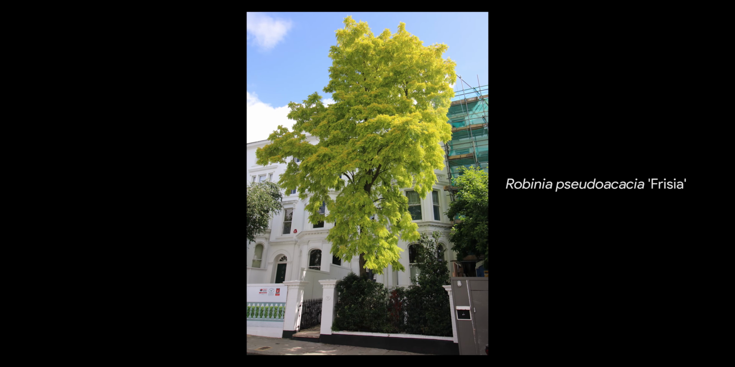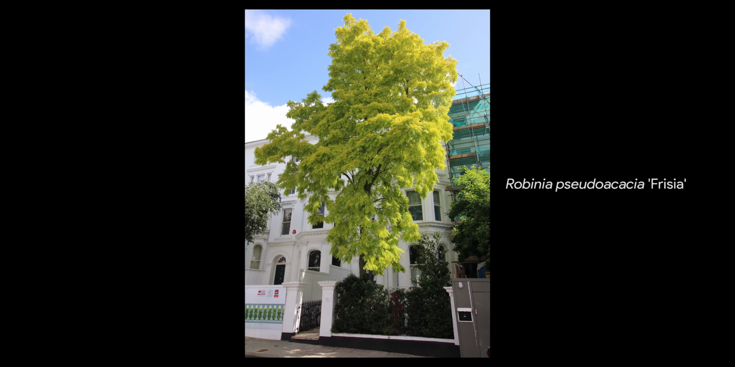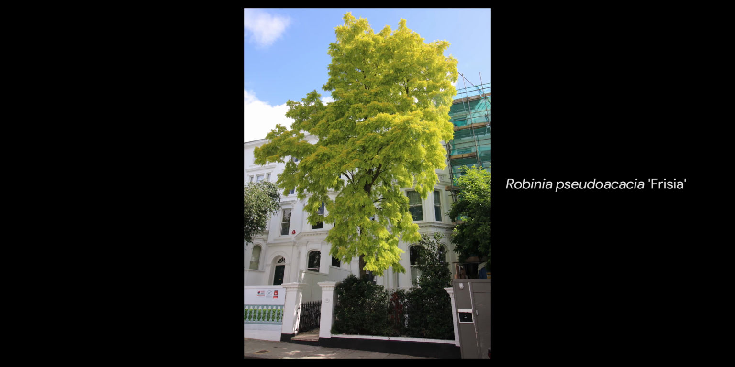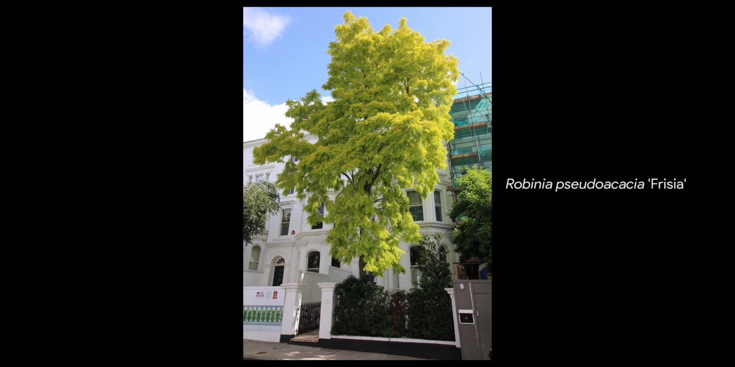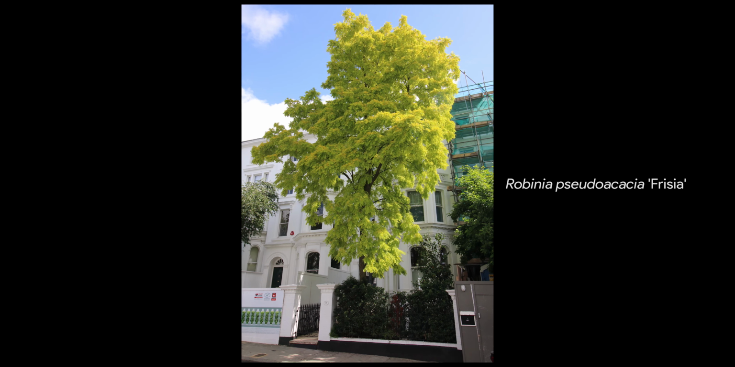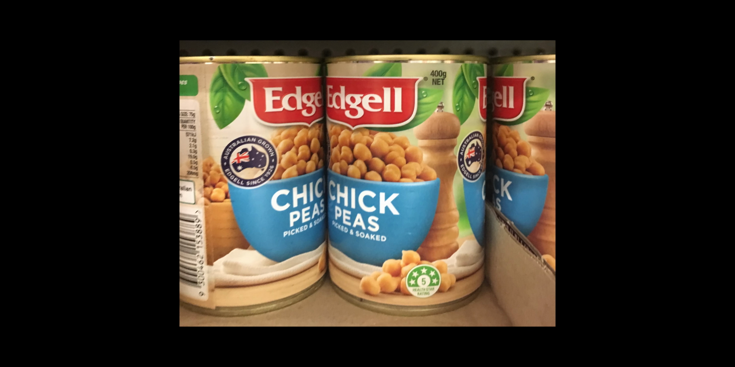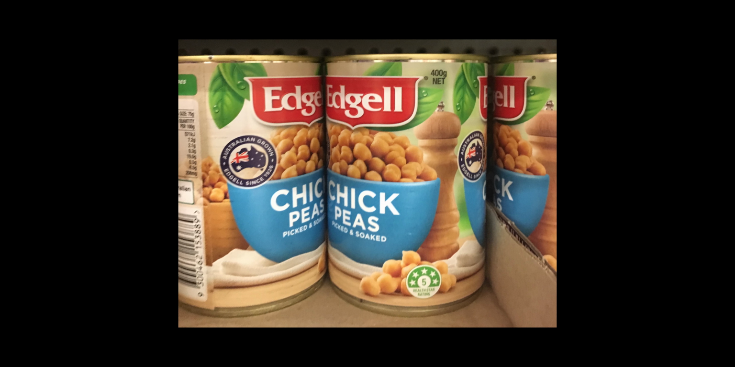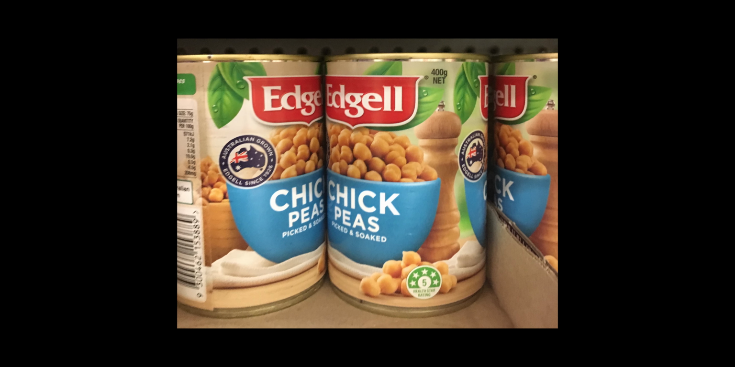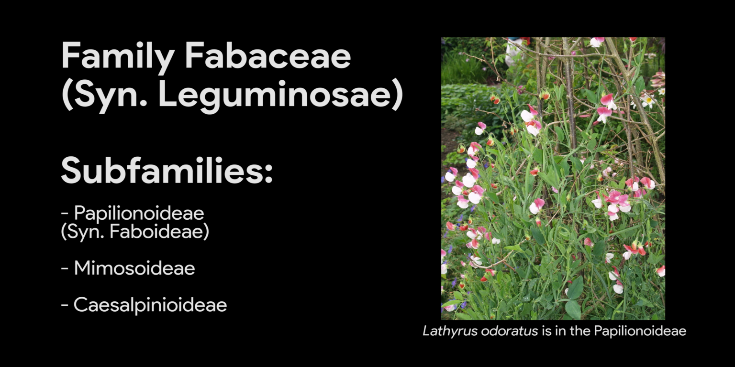Today, legumes are most often placed into just one family due to more recent molecular and morphological evidence. Fabaceae is the more widely accepted family name today. Legumes are grown as important commercial crops for human and animal consumption and as ornamental plants. The Fabaceae family today is thus divided into three subfamilies.